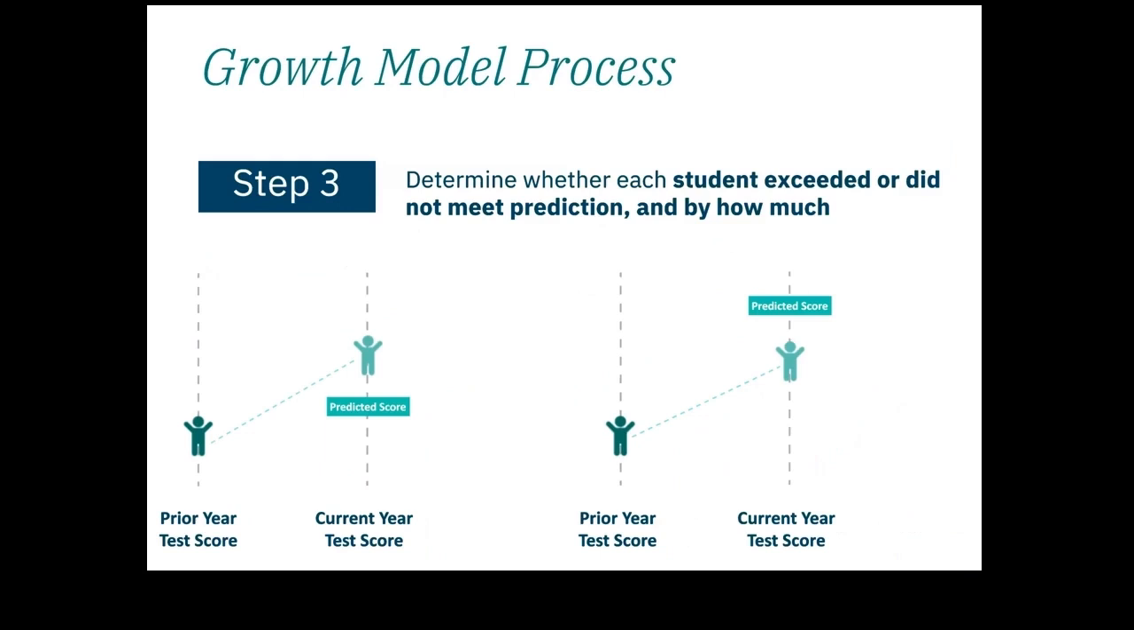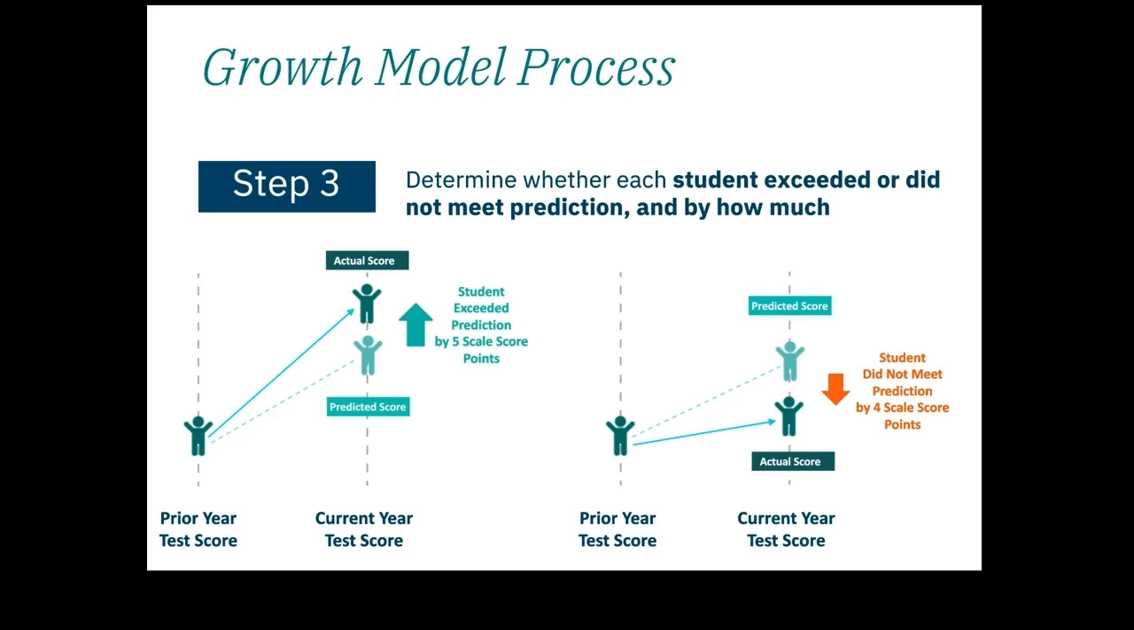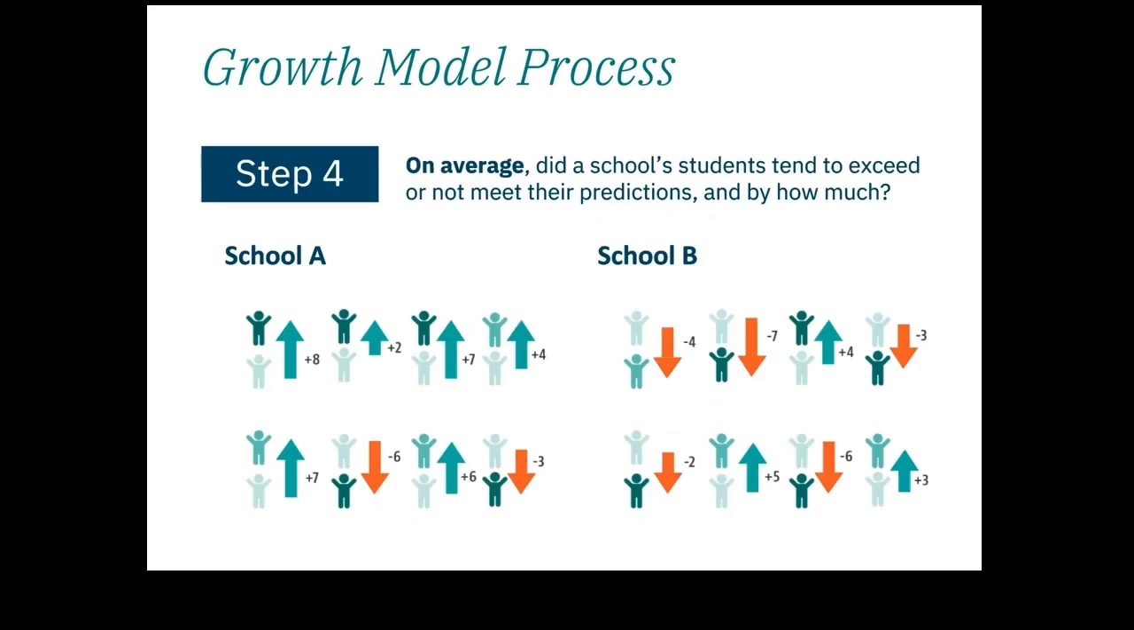Then after we collect the end of year scores here, we can figure out if each student exceeded or did not meet their prediction and by how much. On the left side, we have a student with a predicted score visualized. In this case, the student's actual score was 5 scale score points, or RIT points, above their predicted score. On the right is a student whose score was below the predicted score by 4 scale score points. So we do that for each student, and in essence, some students do better than typical based on similar students, and some students do worse than typical based on similar students.